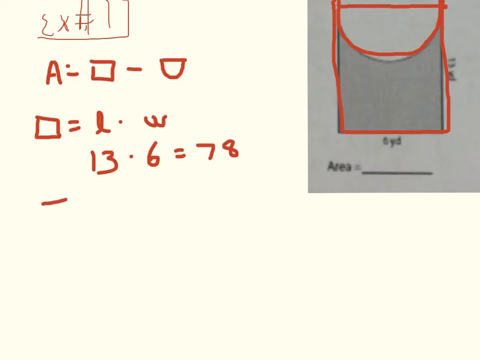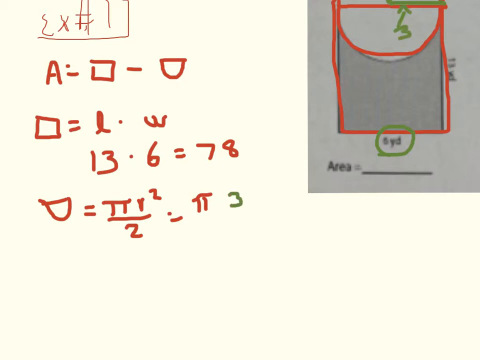Then this half circle, the formula is pi r squared, and then you have to take half of that because it's not a full circle, it's a half circle, so I'm going to divide by 2. So I take pi, and the radius here is a little bit tricky. The radius is from the middle to the outside. So if the whole thing is 6, then this little spot right there is going to be 3. So it's pi times 3 squared divided by 2.